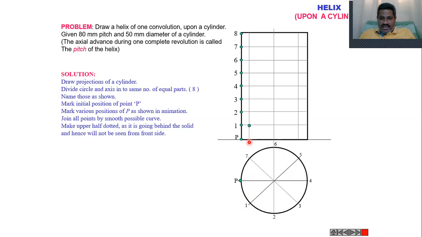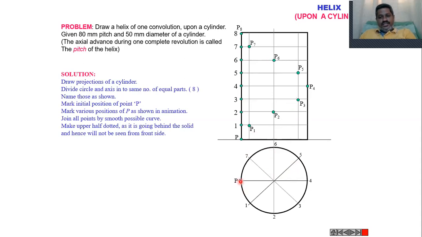The first horizontal line and the first projected line will intersect at this location. Then the second division line on the front view and the second division line on the side view will intersect at this point. Then the third, fourth, fifth, sixth, seventh, and eighth likewise. Then name all those intersection points as P1 to P8 like this.